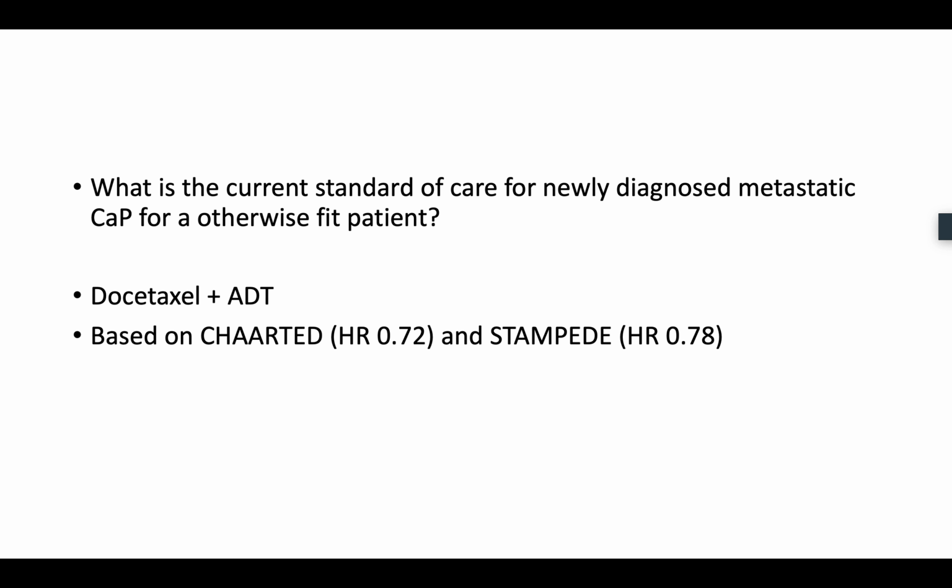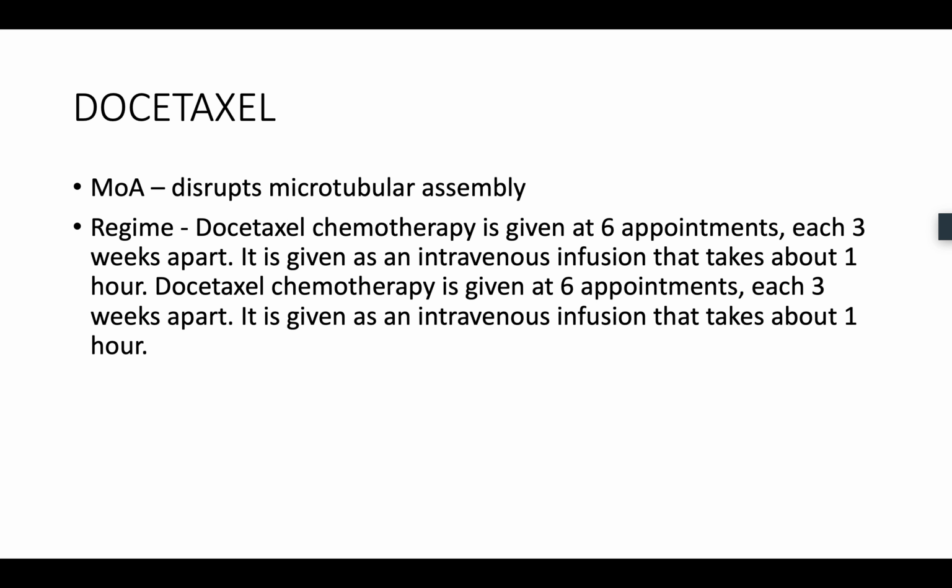And coming to docetaxel, what is the mechanism of action of docetaxel? It's a microtubule inhibitor, which inhibits mitosis in the cell. Okay. Are you aware of the protocol of docetaxel, how it is given? Yes, it is given at a dose of 75 milligram per square meter, given parenterally every 3 weeks. So usually it's given, I think, about 6 to 8 cycles.